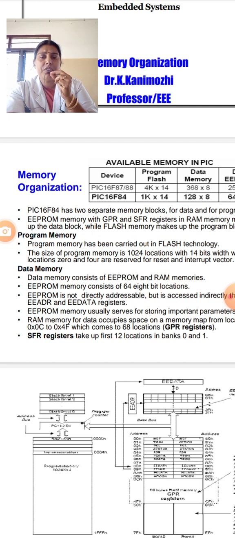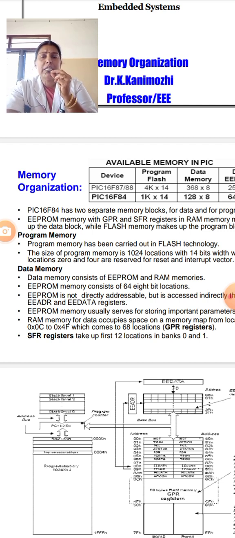vector. In case of data memory, it consists of EEPROM and RAM memories. The EEPROM memory consists of 64 8-bit locations. The EEPROM is not directly addressable, but it is accessed indirectly, through the EEADR and the EEDATA registers. EEPROM memory usually serves for storing important parameters.